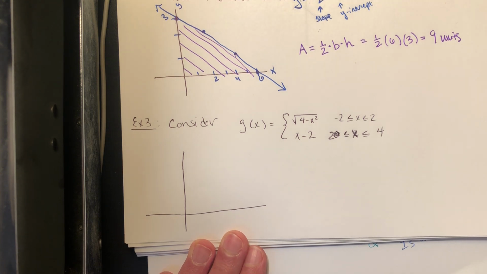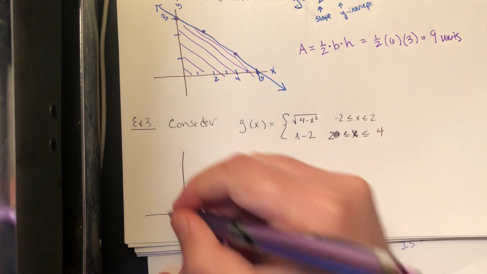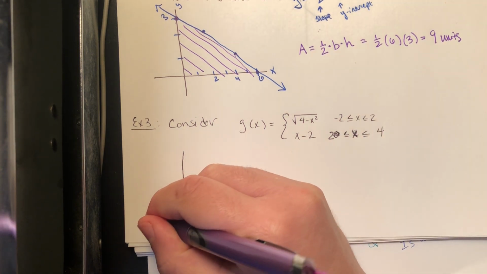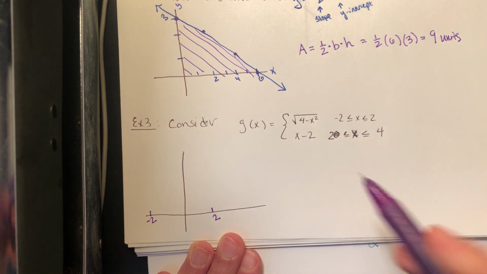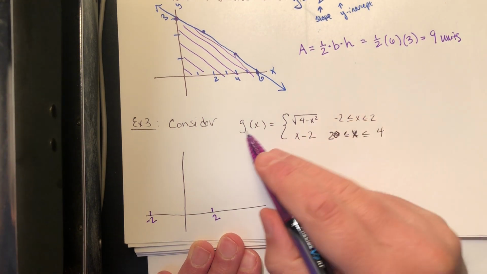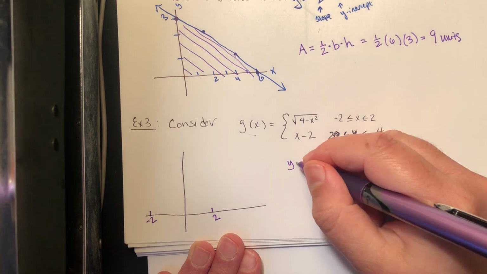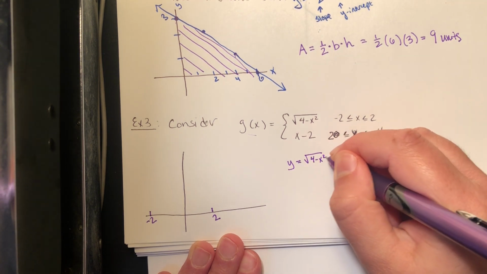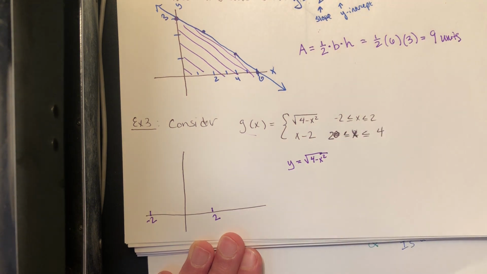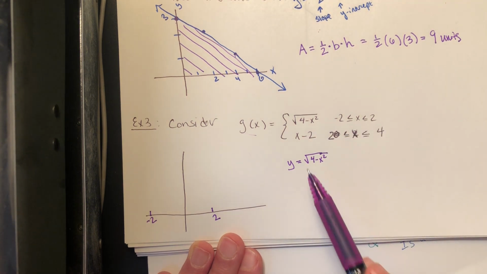So let's try to get a sense of what this graph would look like. First of all, for x values between -2 and +2, we're going to be using this equation here. I'm just going to rewrite it using y as our output instead of g of x. So y is equal to the square root of 4 minus x squared. What the heck does this look like? Maybe right off the bat you might not be sure what this looks like.